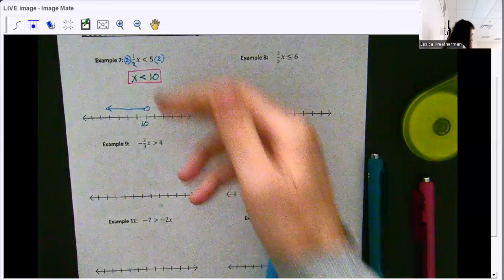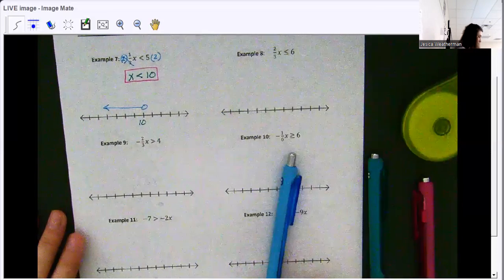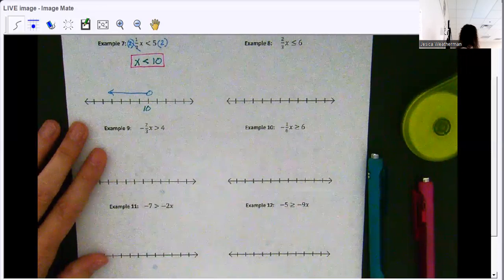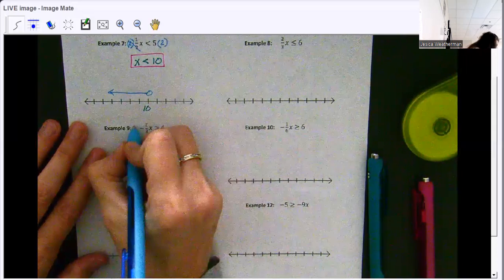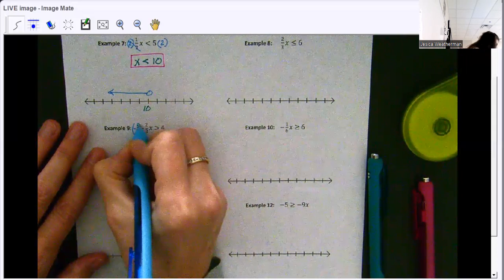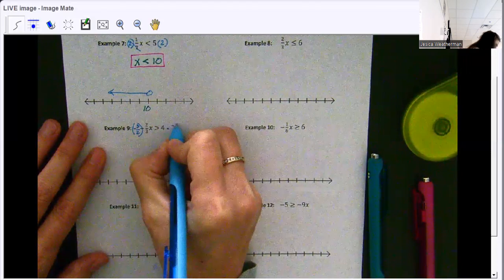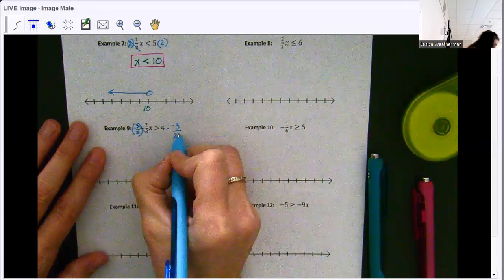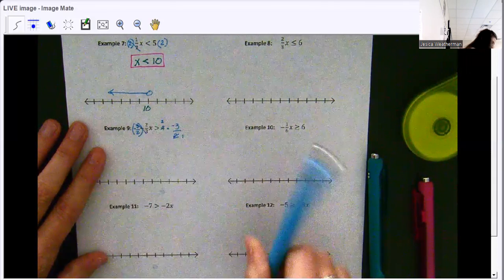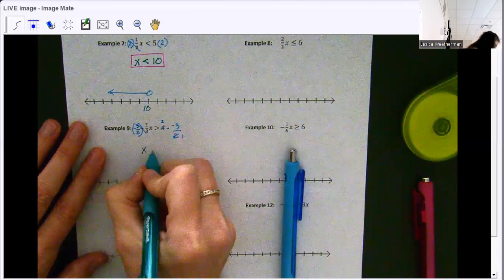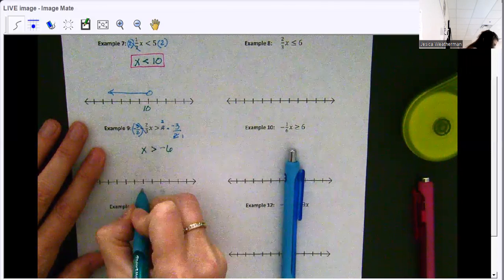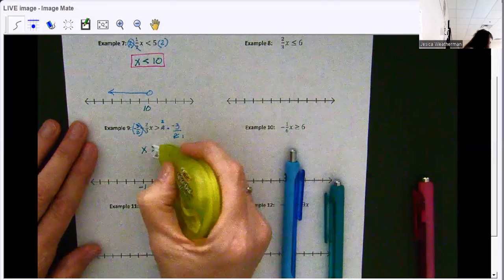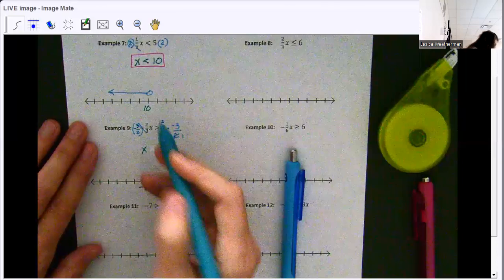All right, we're going to do the left side together and then you can do the right side on your own. So let's go down to 9. This time we're multiplying by a negative, which means we're going to flip our sign. So I'm going to multiply by a -3/2 on both sides. And so I can cross simplify. And you should get x is greater. Oh, I didn't flip my sign. You're right. I did not flip my sign. Thank you, Adrian. It's less than -6.